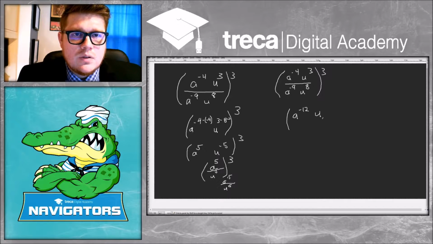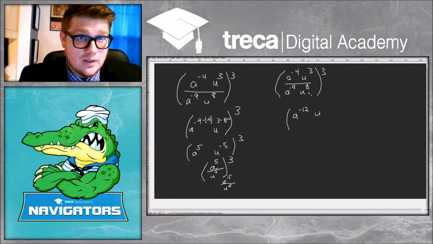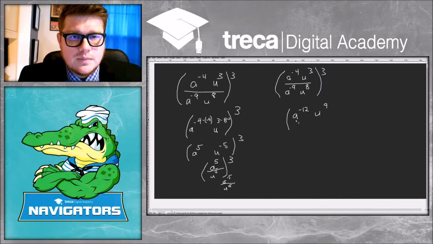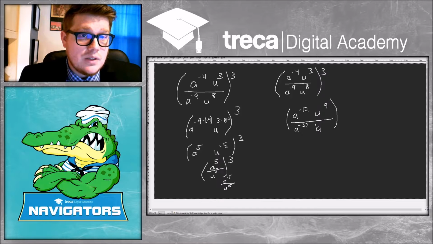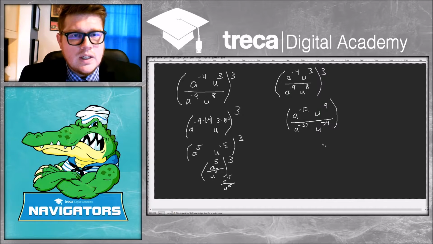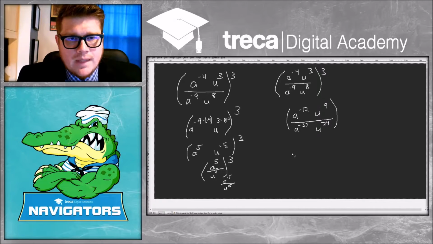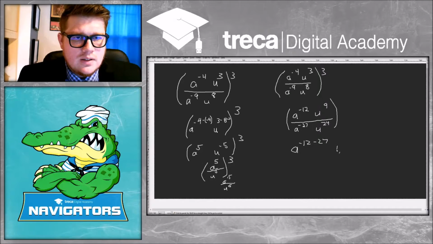And then we have u to the third, u to the third to the third power, which is the same thing as multiplying those. So 3 times 3 is 9. We have negative 9 times 3, negative 27, a to the negative 27th power. And u to the 8th, and then raised to the third, so u to the 8th times 3, 8, 16, 24. And again, we'll do subtraction just like before. A to the negative 12th minus 27. U to the 9th minus 24.